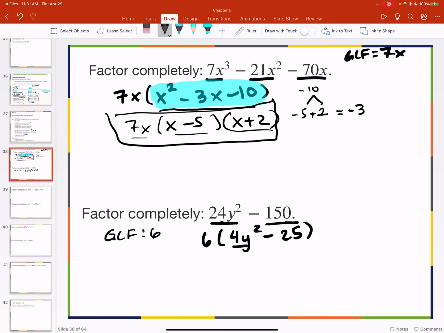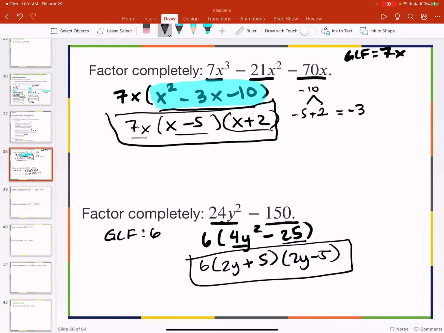So what's this now? This is actually a difference of two perfect squares. So that becomes 2y plus 5, 2y minus 5, and we're done, because you can't factor that anymore. All right, let's do a few more.